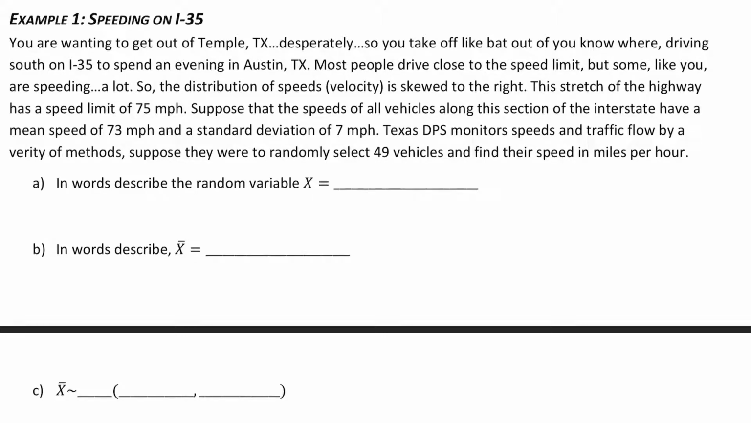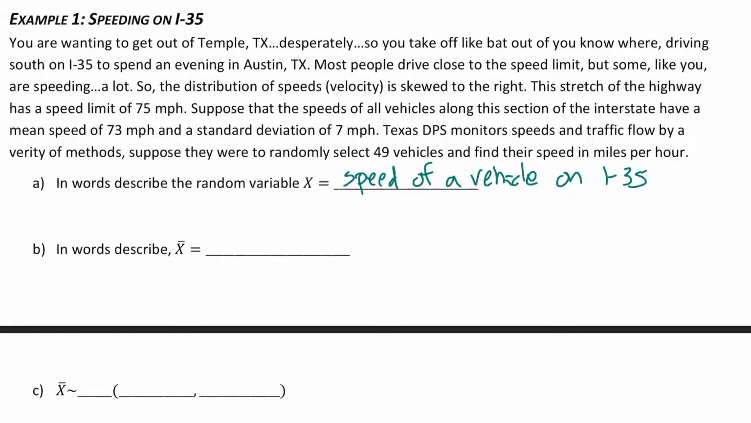So in words, let's describe the random variable x. The random variable x is talking about a value from my population. So this would be the speed of a vehicle on I-35. Really, it's on this stretch of I-35, but I'll just abbreviate it by saying on I-35.